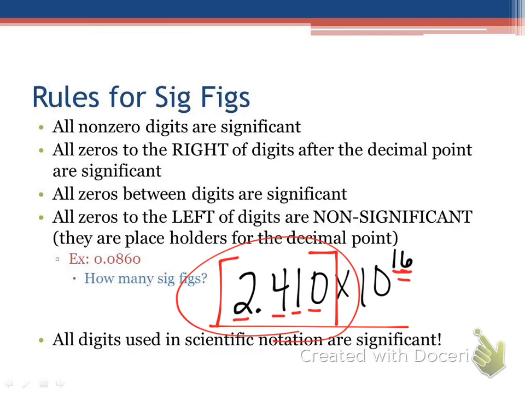Okay? So if my scientific notation looked like this, how many sig figs? 2. 1, 2. That's it. Okay, we don't care about the times 10 to the 8th. We care about those values there. Okay?